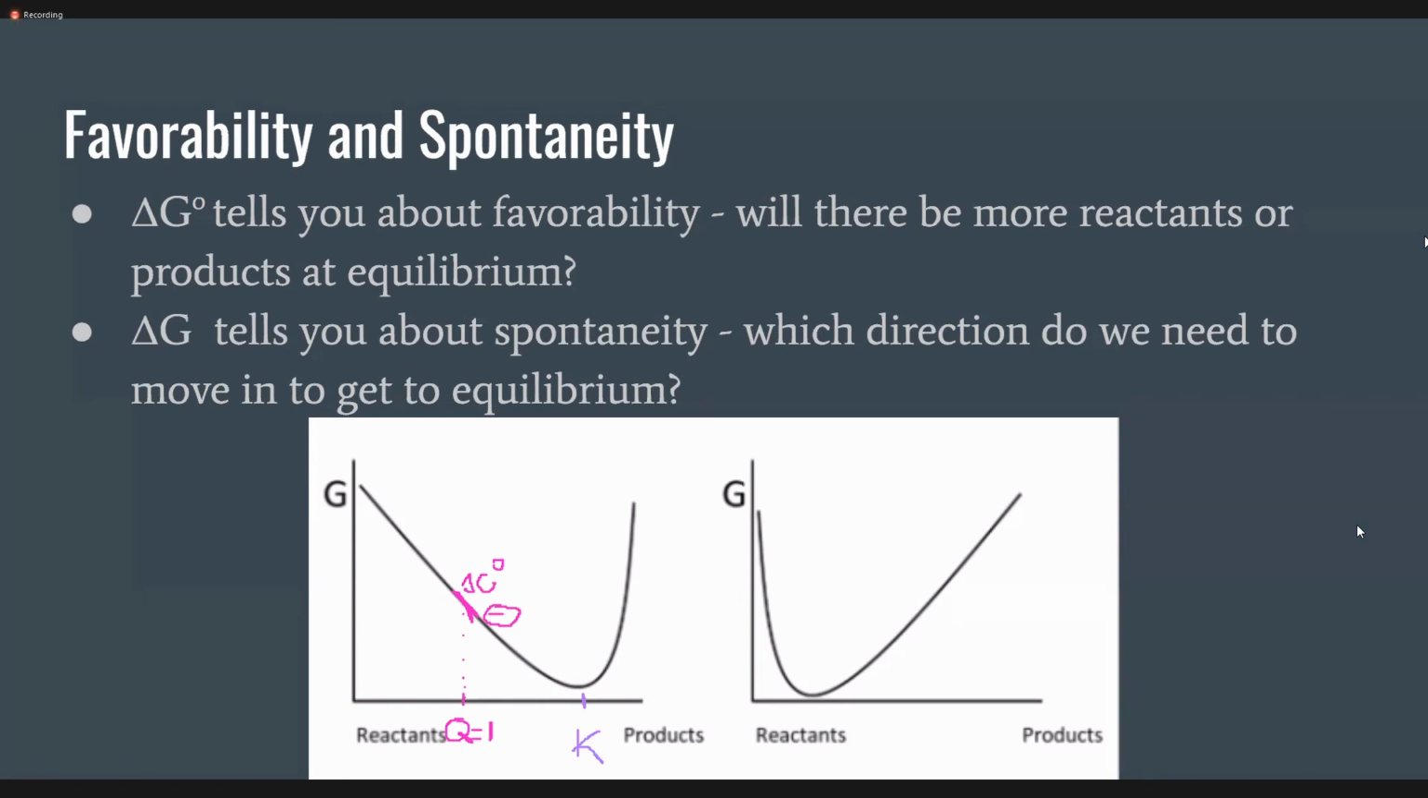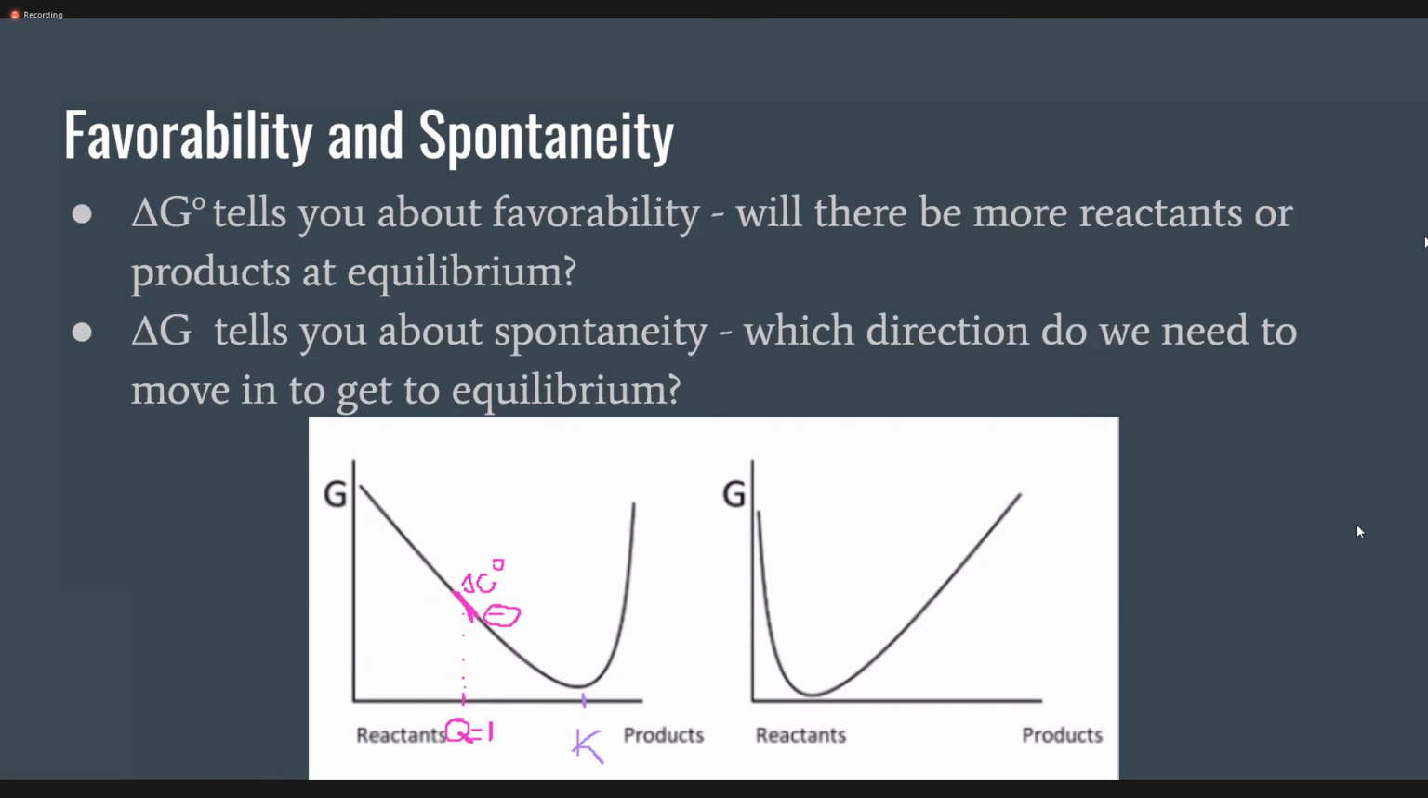We can also see that in terms of Q and K, because if Q equals 1 and K is greater than 1, that means we're going to have more products than reactants at equilibrium. Like we saw earlier, if K is greater than 1, products are favored over reactants. If K is equal to 1, they're about the same. If K is smaller than 1, reactants are favored over products. So you can see that here. We have K over here, we have Q equals 1 here, and the slope of delta G naught is negative, which means that at equilibrium we have more products than reactants.